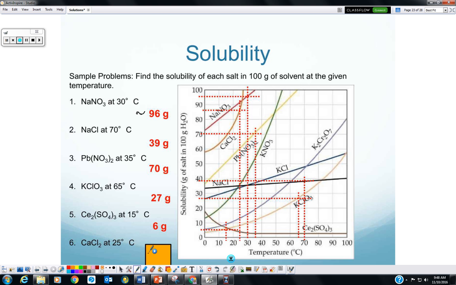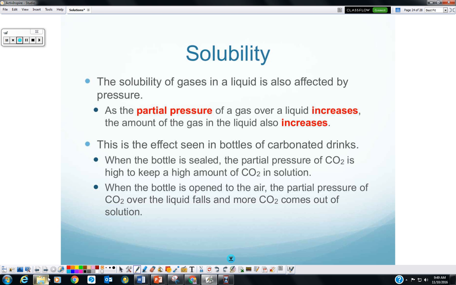And just for Tyler, so CaCl2 at 25 degrees Celsius, 87 grams. Now that's going to go out on YouTube for the world to hear. All right. I know. All right.